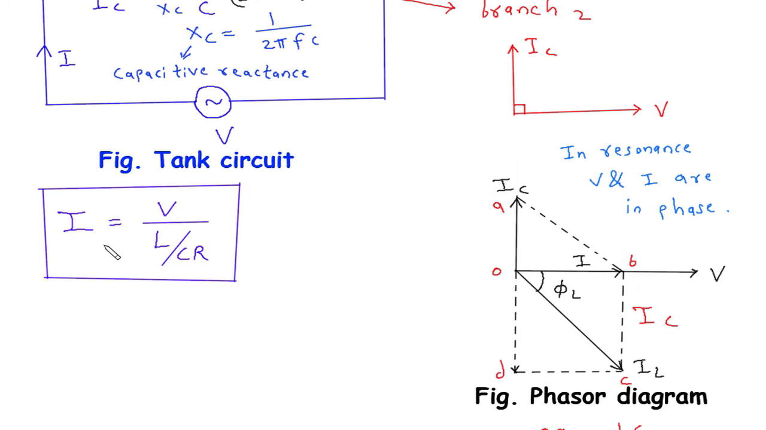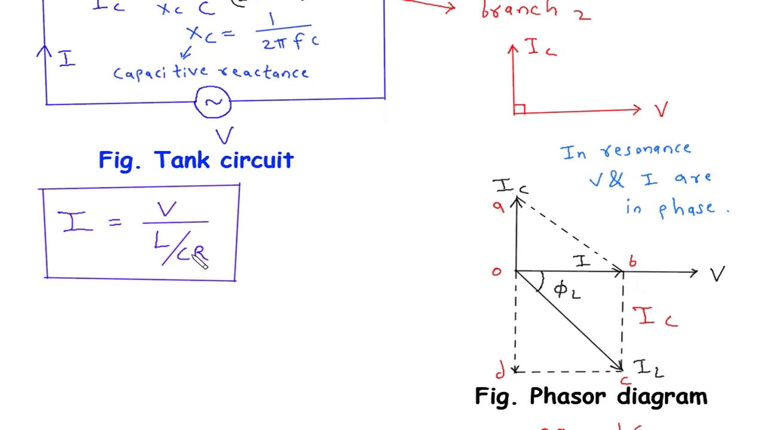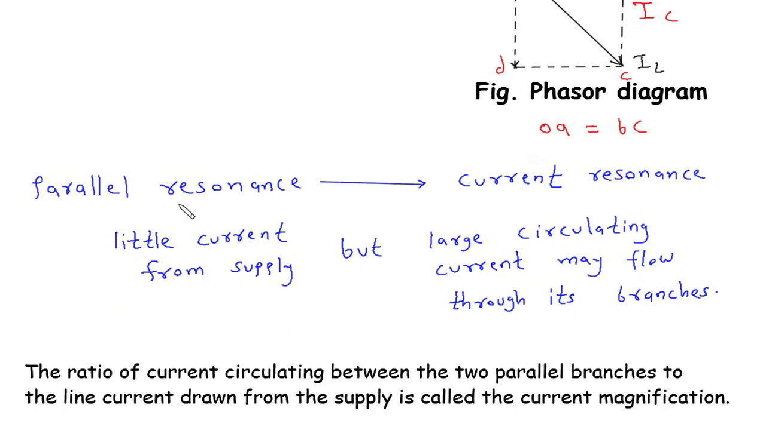Now we have already discussed this. I is equal to V by L by CR. Current is equal to voltage divided by dynamic impedance. Parallel resonance is often referred to as current resonance. Little current from the supply, but large circulating current may flow through its branches.